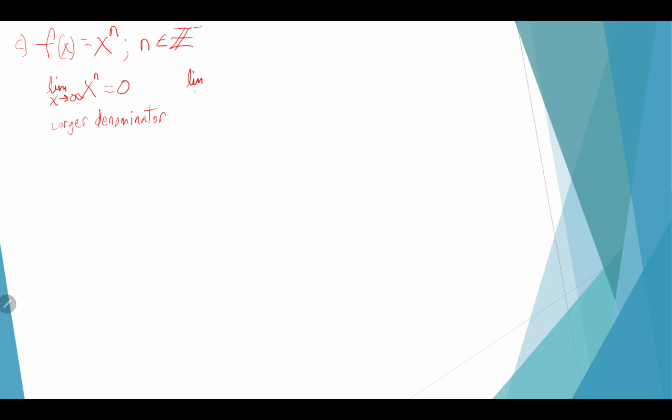When we think about the limit of x approaching negative infinity, right? Negative infinity of x to the n. Well, this is also going to go to 0, right? Just because it's a larger negative value, it's still a larger number in the denominator. So this idea applies to both of these.